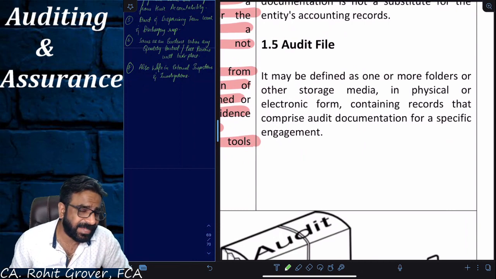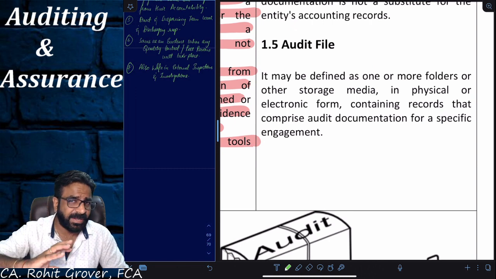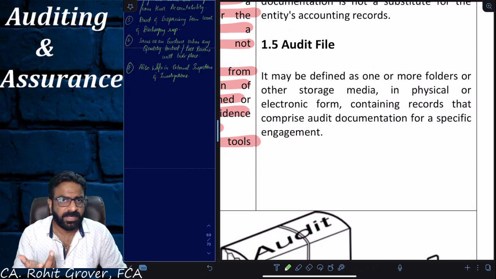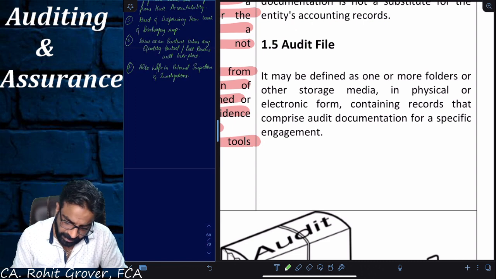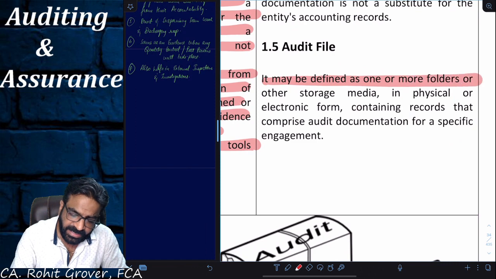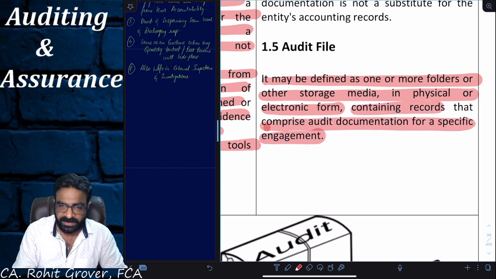Is it necessary that my audit working paper file should be in physical way, or it can be an electronic file also? Either way. If I'm collecting the papers, then it will be physical, or it can be an electronic file also. So what is being written in front of you? It may be defined as one or more folders or other storage media, in physical or electronic form, containing records that comprise audit documentation for a specific engagement.